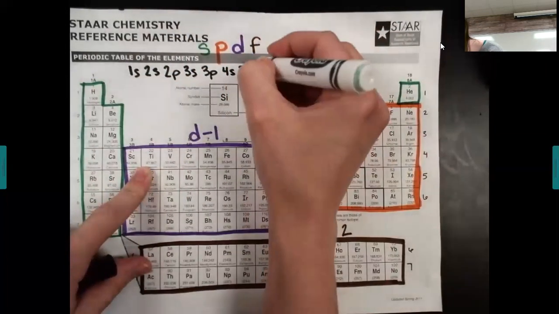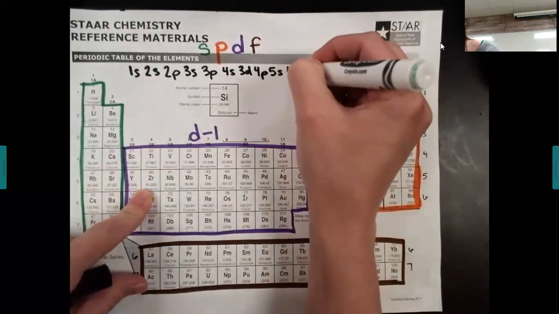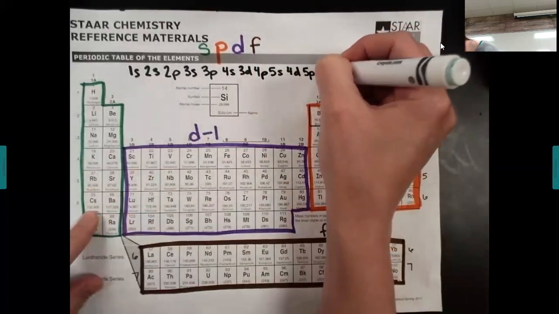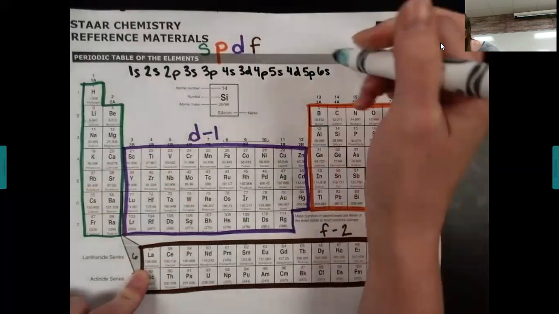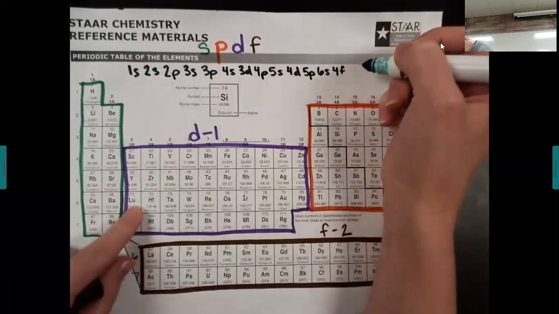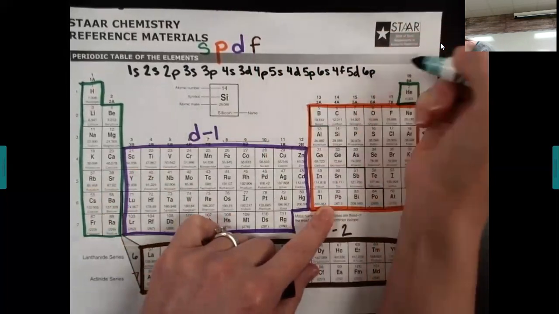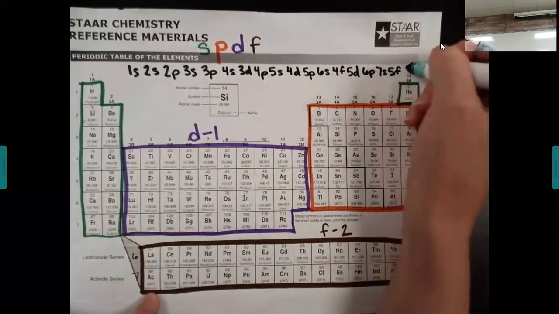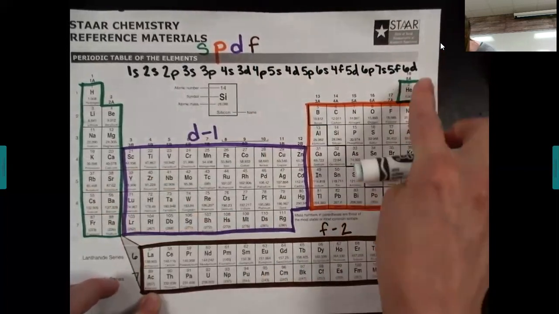And then back to 4p, then 5s, 4d, 5p, 6s, and now here's where it gets really funky. The F is 2 behind. So instead of saying 6f, we're actually going to say 4f, and then back to 5d, now to the normal period that we're in. 6p, then 7s, 5f, 6d, and that's actually where it stops. We're not going to go any further than 6d.